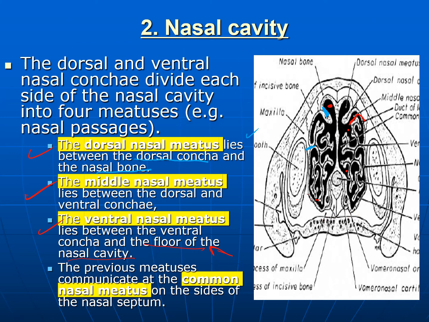So these are the three meatuses, and they are located between the concha and different structures. For example, the dorsal nasal meatus is between the dorsal nasal concha and the nasal bone, and the ventral nasal meatus is between the ventral nasal concha and the floor of the nasal cavity. The only one found between the dorsal concha and the ventral concha is the middle nasal meatus. The last one we have here, which is common for the three meatuses, is the common nasal meatus.